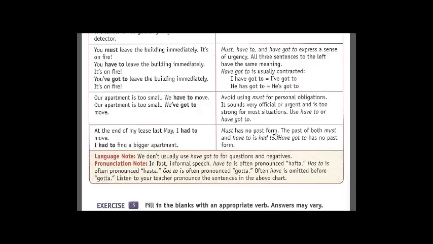Must has no past form. The past of both must and have to is had to. Have got to has no past form. Okay? Alright. Language note: we don't usually use have got to for questions and negatives.